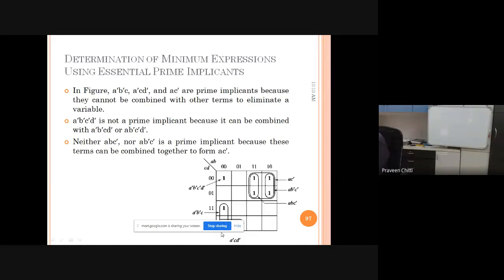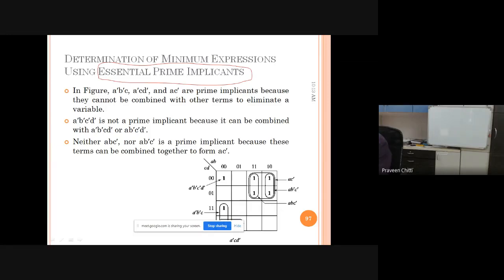But some are not required, some are redundant. Those should be eliminated, and the remaining are called essential prime implicants. I hope the difference between prime implicant and essential prime implicant is clear. All the product terms, whether redundant or not, whatever groups you form, whatever implicants you get, those are called prime implicants, and only those which are essential, which are not redundant, are called essential prime implicants. I hope it is clear.